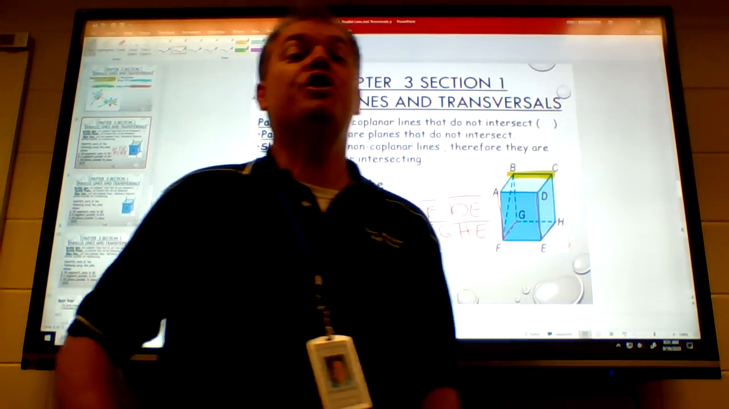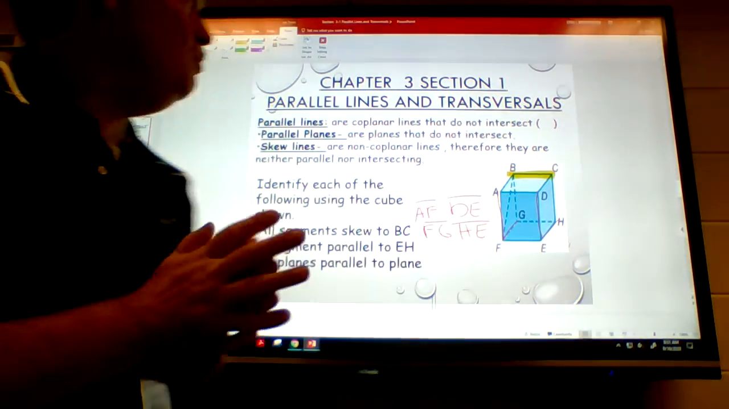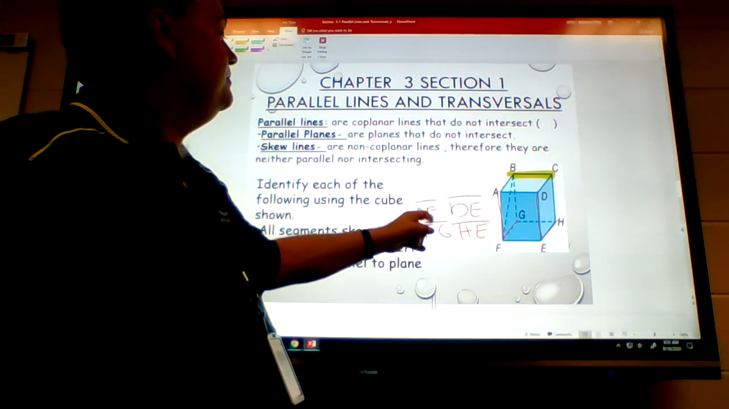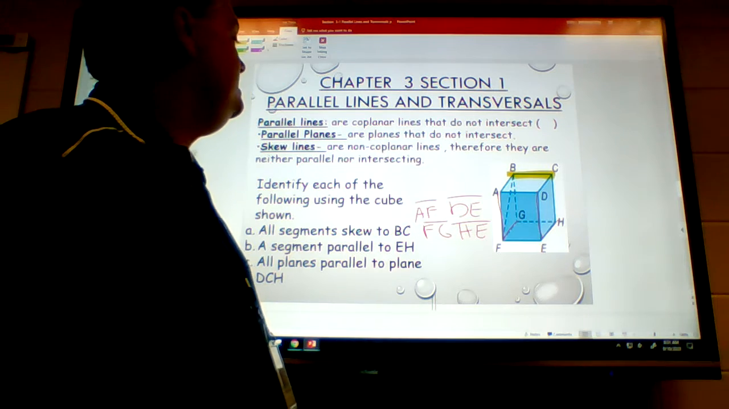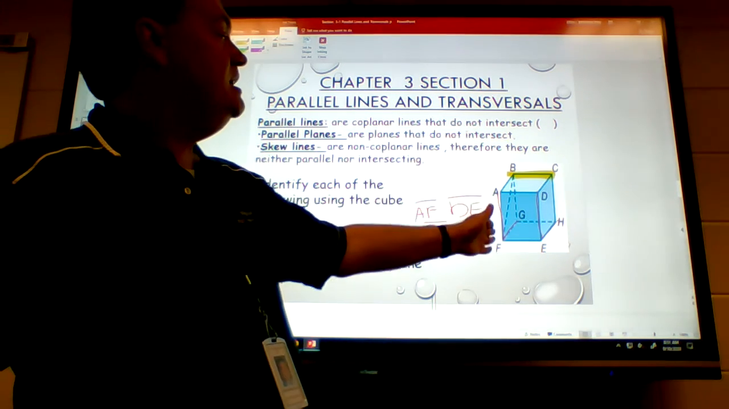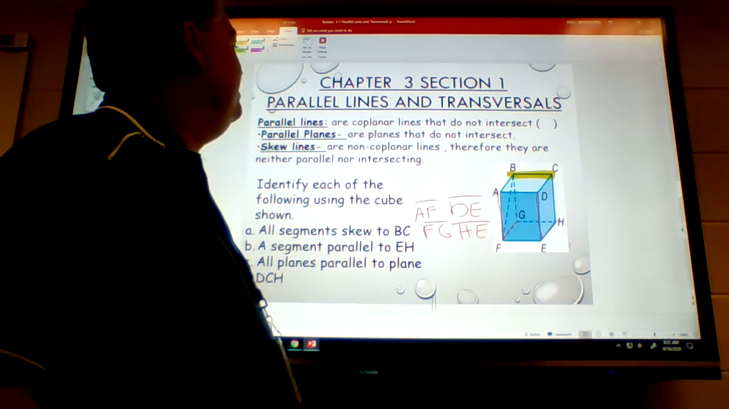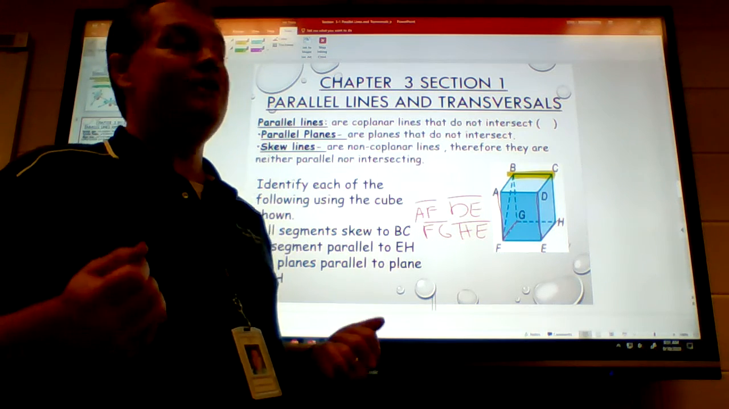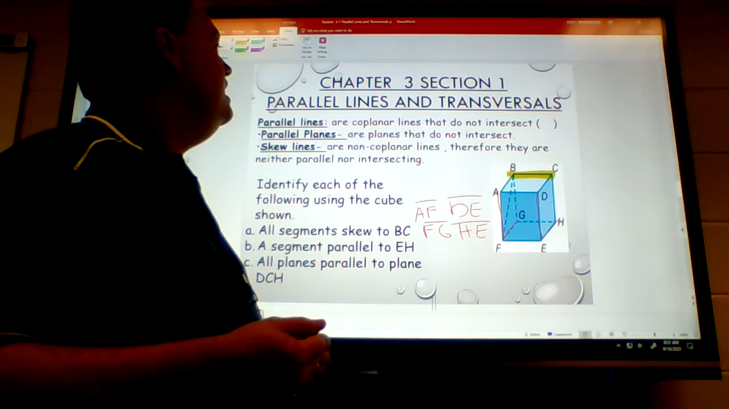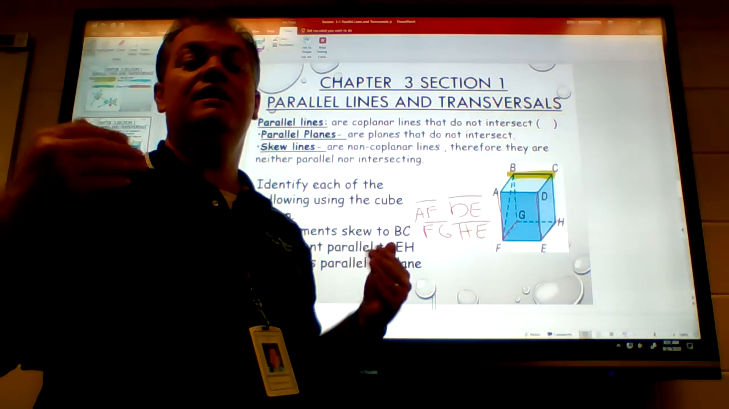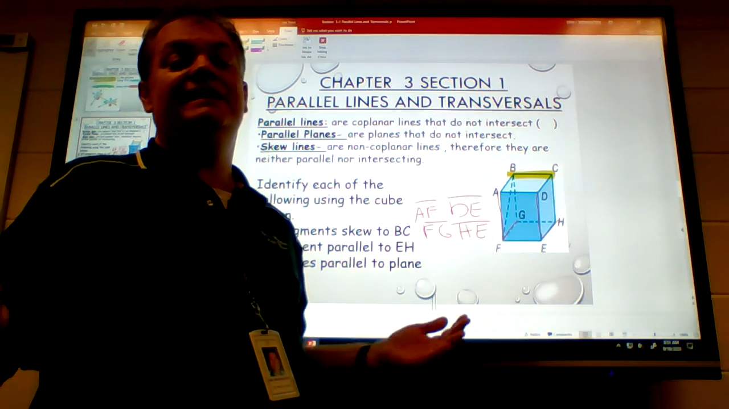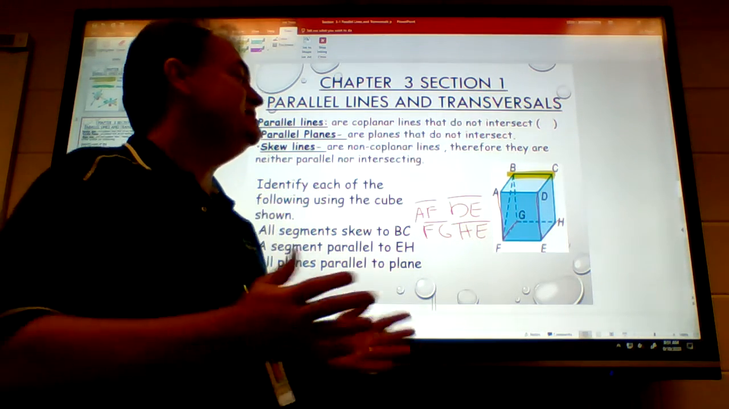All right, let's go ahead and do part 2 of section 3.1. I've finished up, and I've labeled the segments that are skew with BC. The reason they're skew is that, if you look, they're in different planes, which means they're never going to touch, nor are they ever going to be parallel. In order for lines to be parallel, they have to be in the same plane. But if they're in different planes, they can't be parallel and they cannot intersect. So that makes them skew.